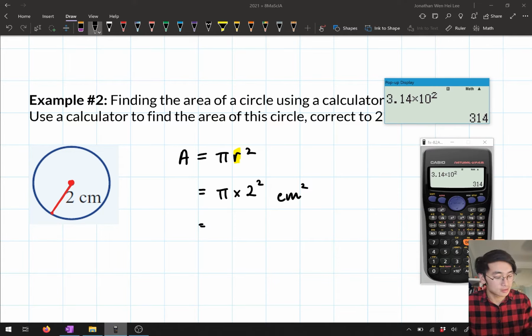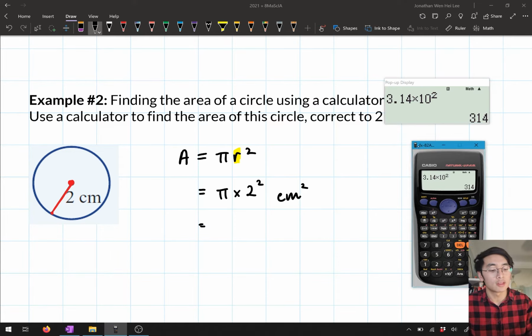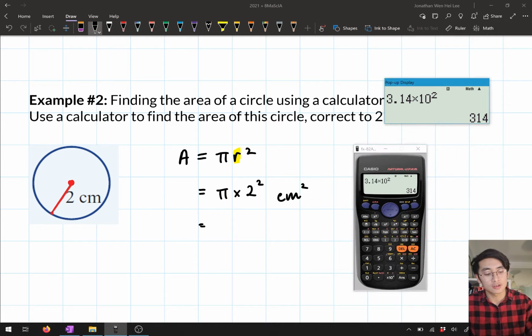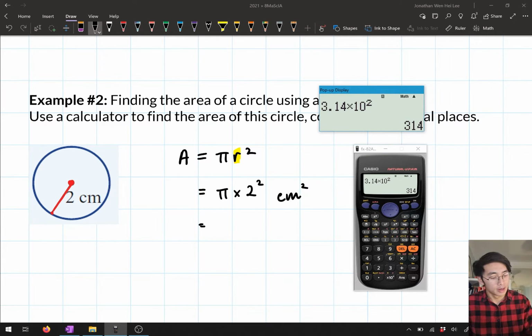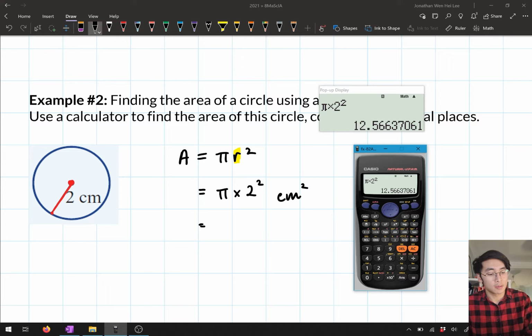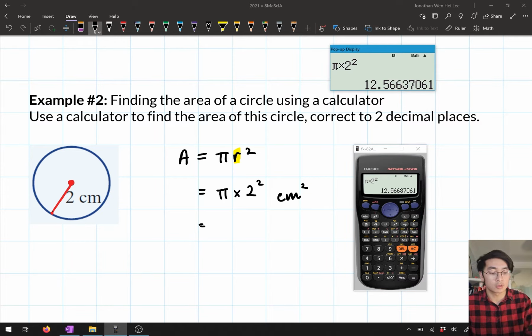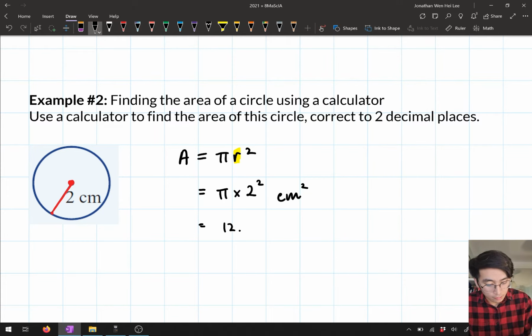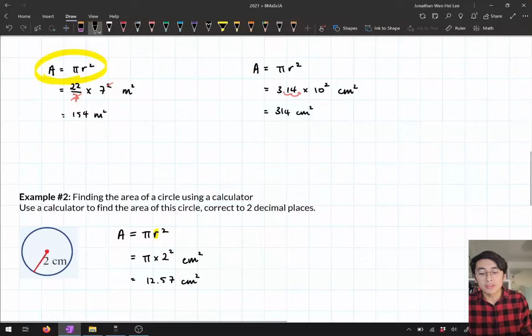Now, when you're tracking this in the calculator, we need to use the value of pi. So here they ask us to get the value of pi from the calculator. The way that we do this is shift times 10 to the power x. So we get pi times 2 squared, and we get 12.566. Now we want this to 2 decimal places, so it's going to be 12.57 if we round there. So 12.57 centimeters squared.